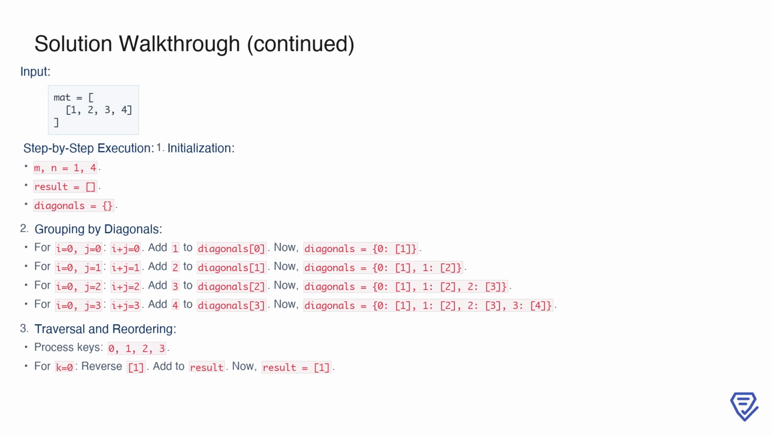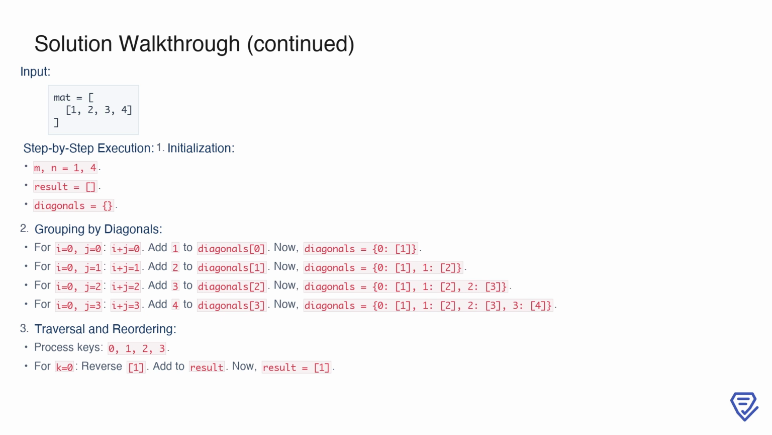First, we initialize the variables. The matrix has dimensions m equals 1 and n equals 4. We create an empty result list and an empty diagonals dictionary. Then, we group the elements by their diagonal indices.